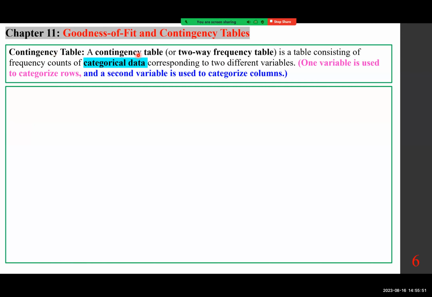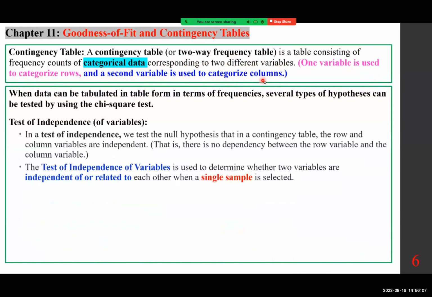Contingency table. A contingency table or two-way frequency table is a table consisting of frequency count of categorical data corresponding to two different variables. One variable is used to categorize rows, and a second variable is used to categorize columns. Could somebody read it, please?